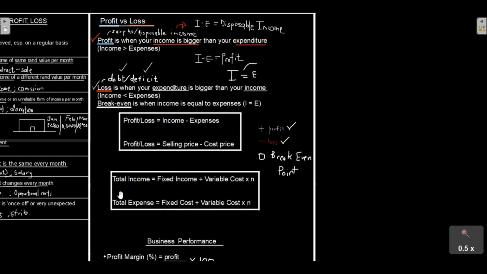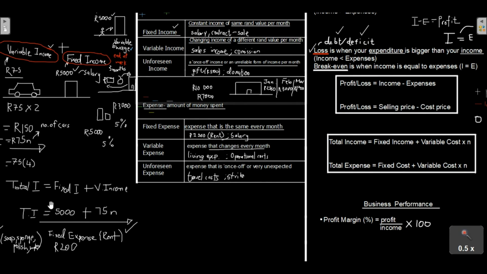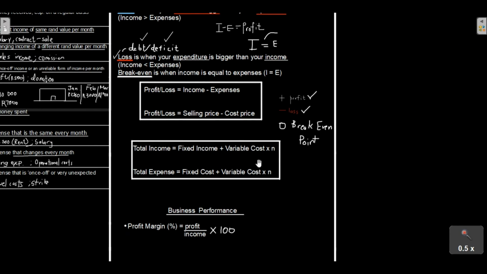These are the formulas that we used again, guys. We have already covered this. The total income would be the fixed income plus the variable cost times n. And then the total expenses would be the fixed cost plus the variable cost times n.